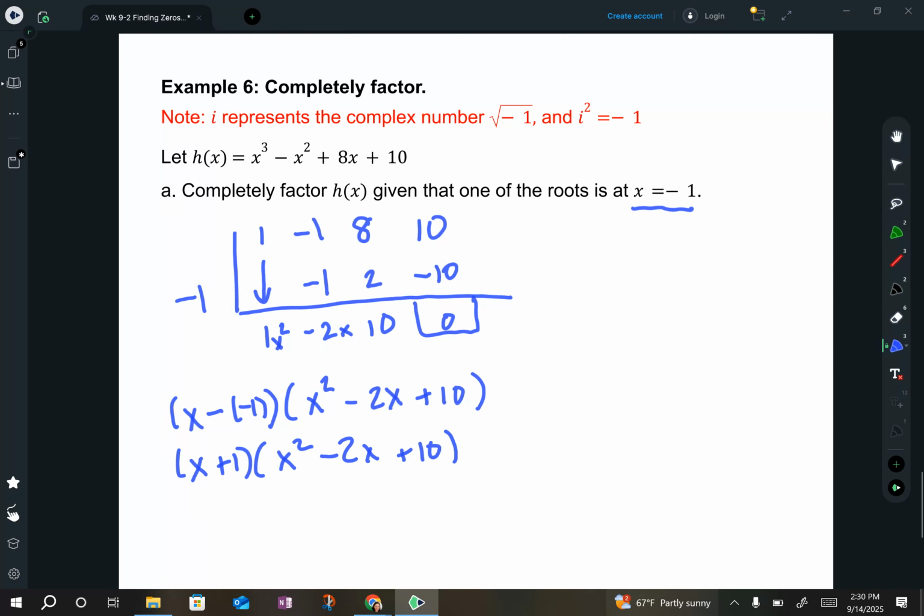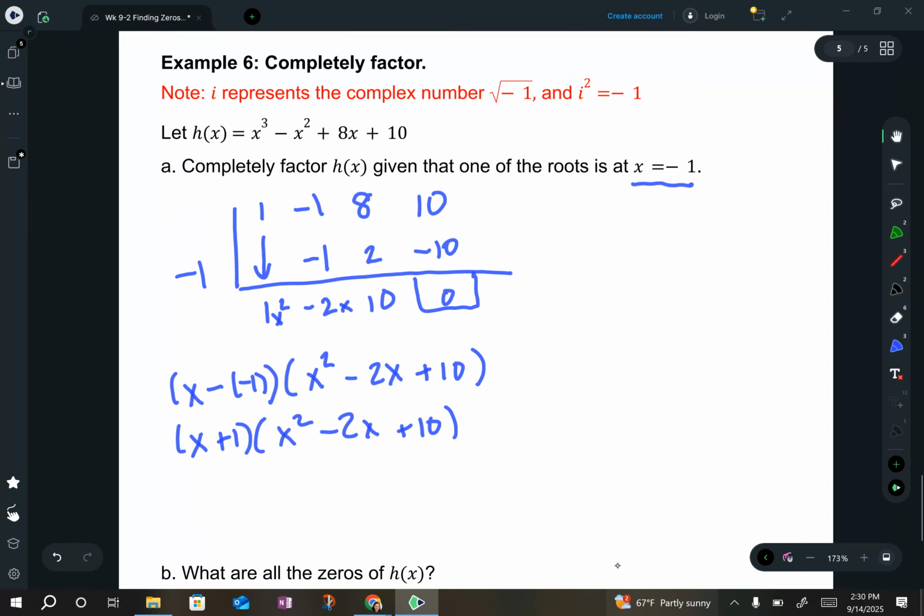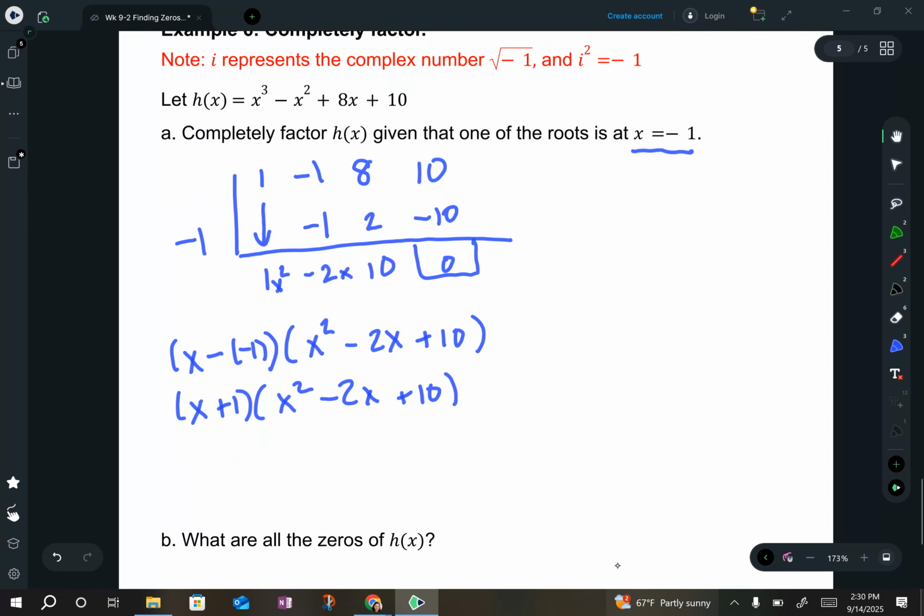Can we think of two numbers that multiply to +10 and add to -2? Well, we could go 1 and 10, but that doesn't add to -2. We could go -2 and -5, but that adds to -7. So no, there aren't any numbers that are going to be able to factor this. So I'm going to have to use the quadratic formula. So let's go ahead and just plug it into the quadratic formula on this quadratic.